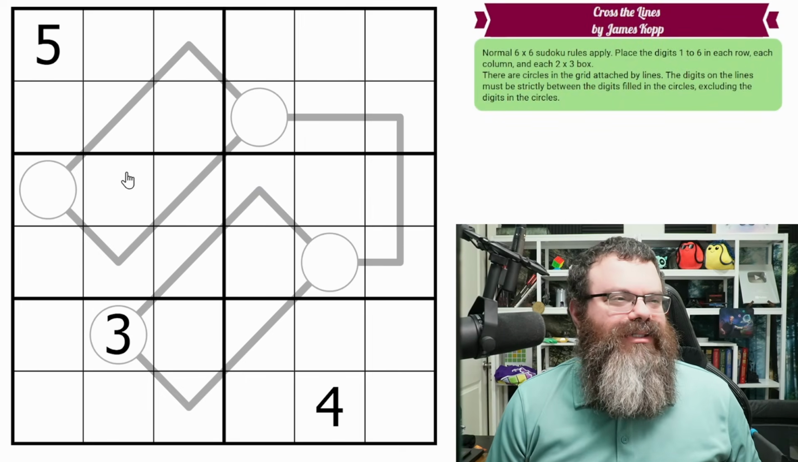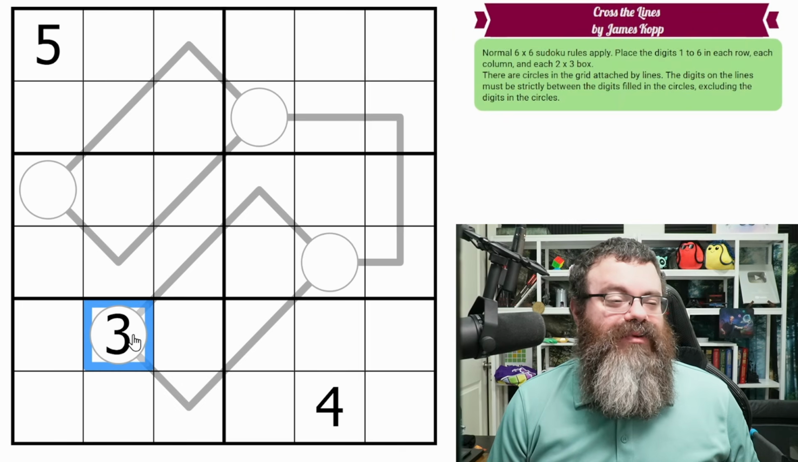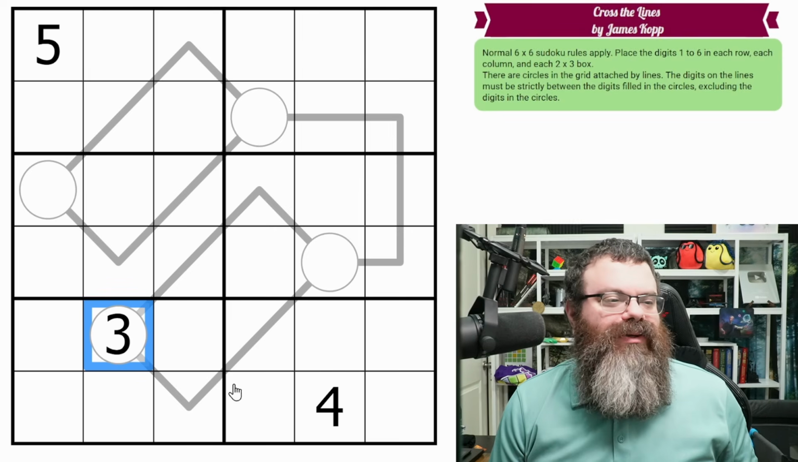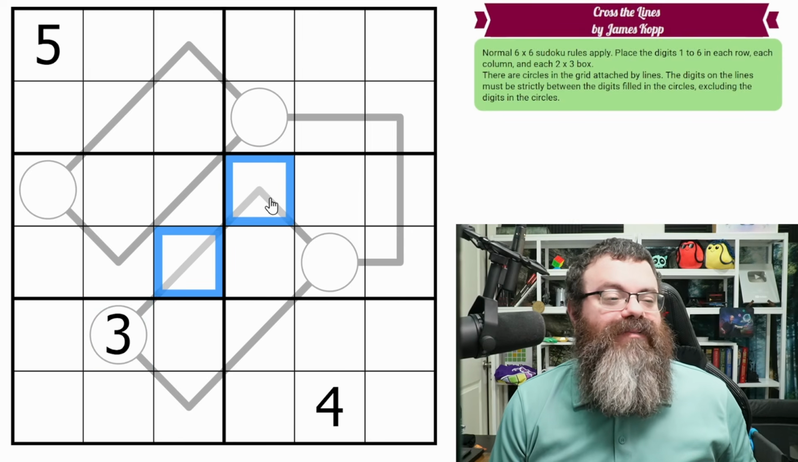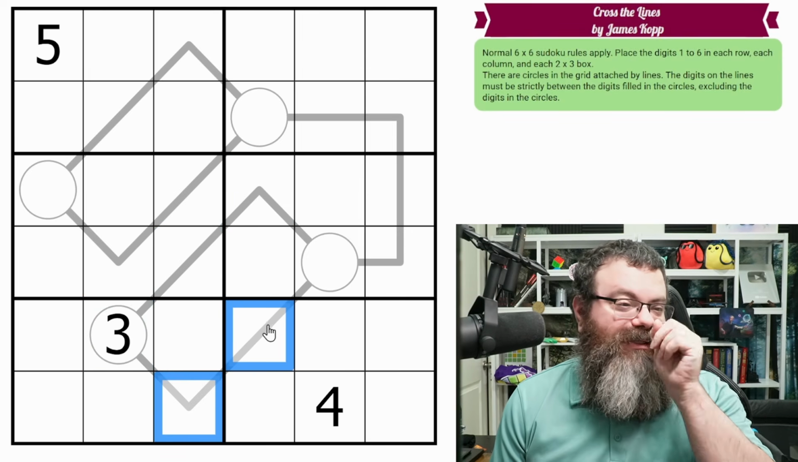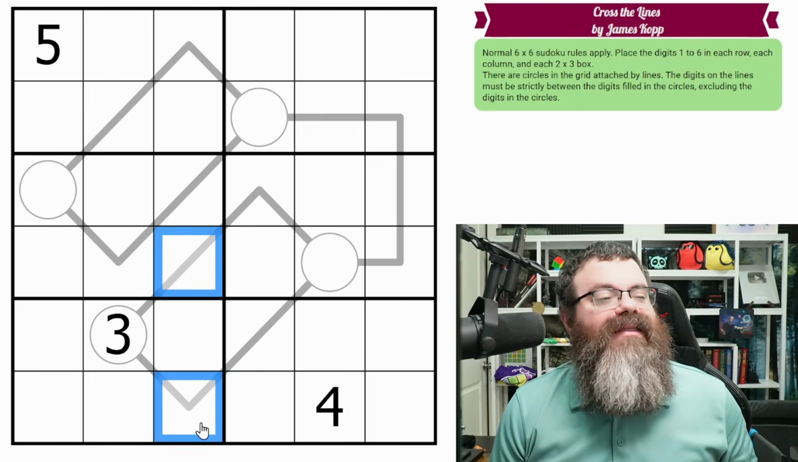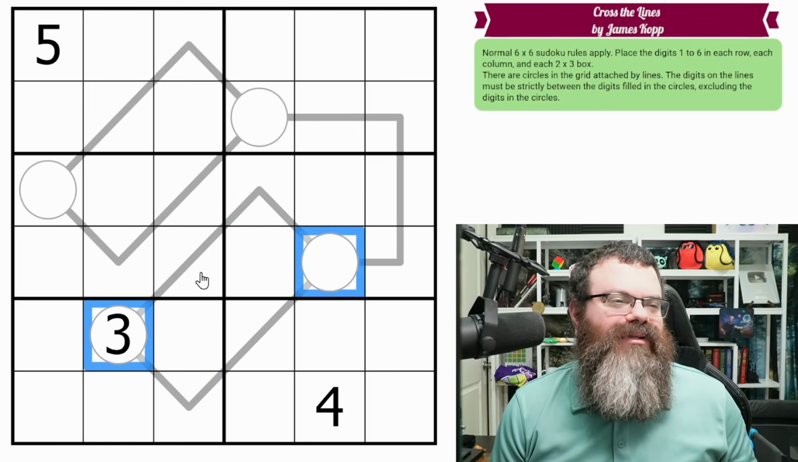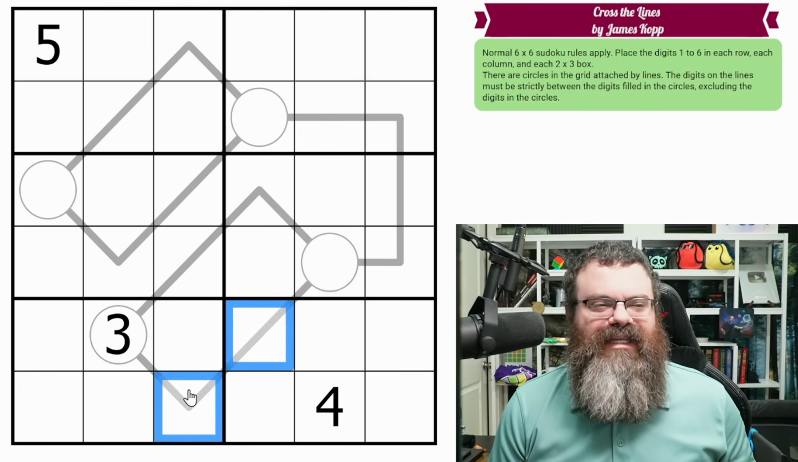Okay, how should we get started is always the question. We have a 3 here. That's kind of a middling digit for a between line. So I'm noticing these two can be the same digit as each other. These two can be the same digit as each other. But I will note that this would have to be a pair and this would have to be a pair. And these share the same circle. So it's two different paths between the same two circles.